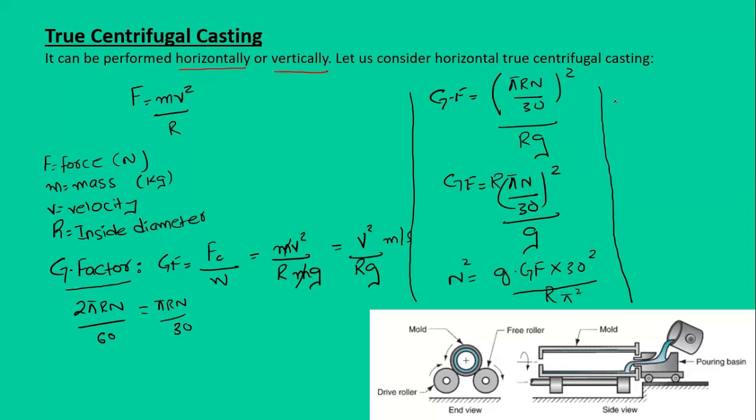If we solve it for n, we will have n equals to 30 by pi under root, we have GF into g divided by, you can write it in terms of radius or you can write it in terms of diameter, so you have to multiply 2 here. So this is how we can calculate the number of revolutions per minute for the mold cavity, and you should remember that here d is the internal diameter.